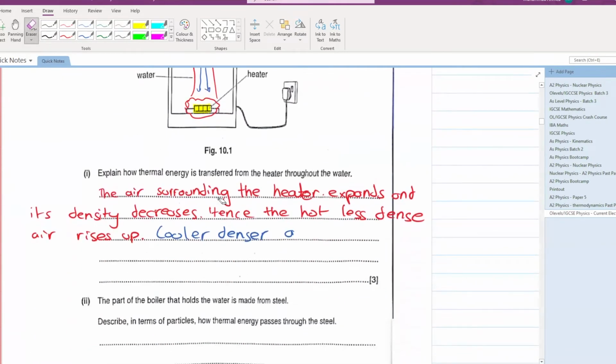Yeah. So you will change all these values to water, the water surrounding. The water surrounding the heater expands and its density decreases. Hence, the hot, less dense water rises up. Sorry for that, I didn't read the question. This is about water, so you will replace the wordings with water. Cooler, denser water sinks to the bottom. Simple. Let's move ahead.